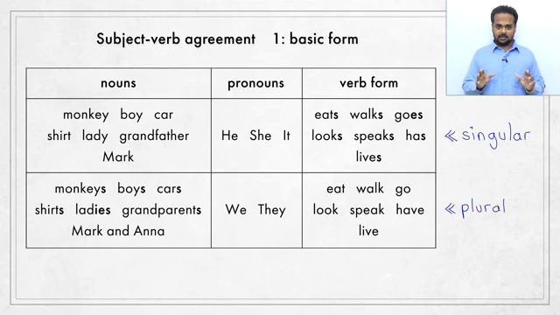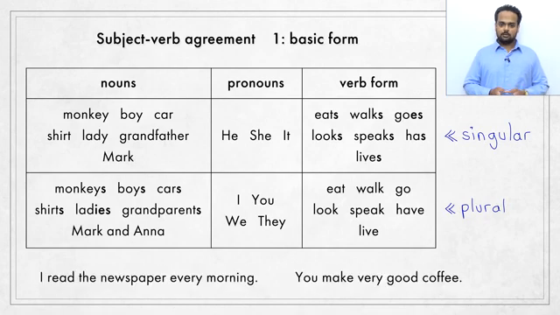However, the rule in English is that with both I and you, we always use a plural verb. Don't ask me why. There's no real reason for this. It's just the rule. For example, I read the newspaper every morning. You make very good coffee. You might say that as a compliment if you go to somebody's house and you really like the coffee they give you. Notice that I did not say I reads or you makes. With I and you, we use plural verbs without S.